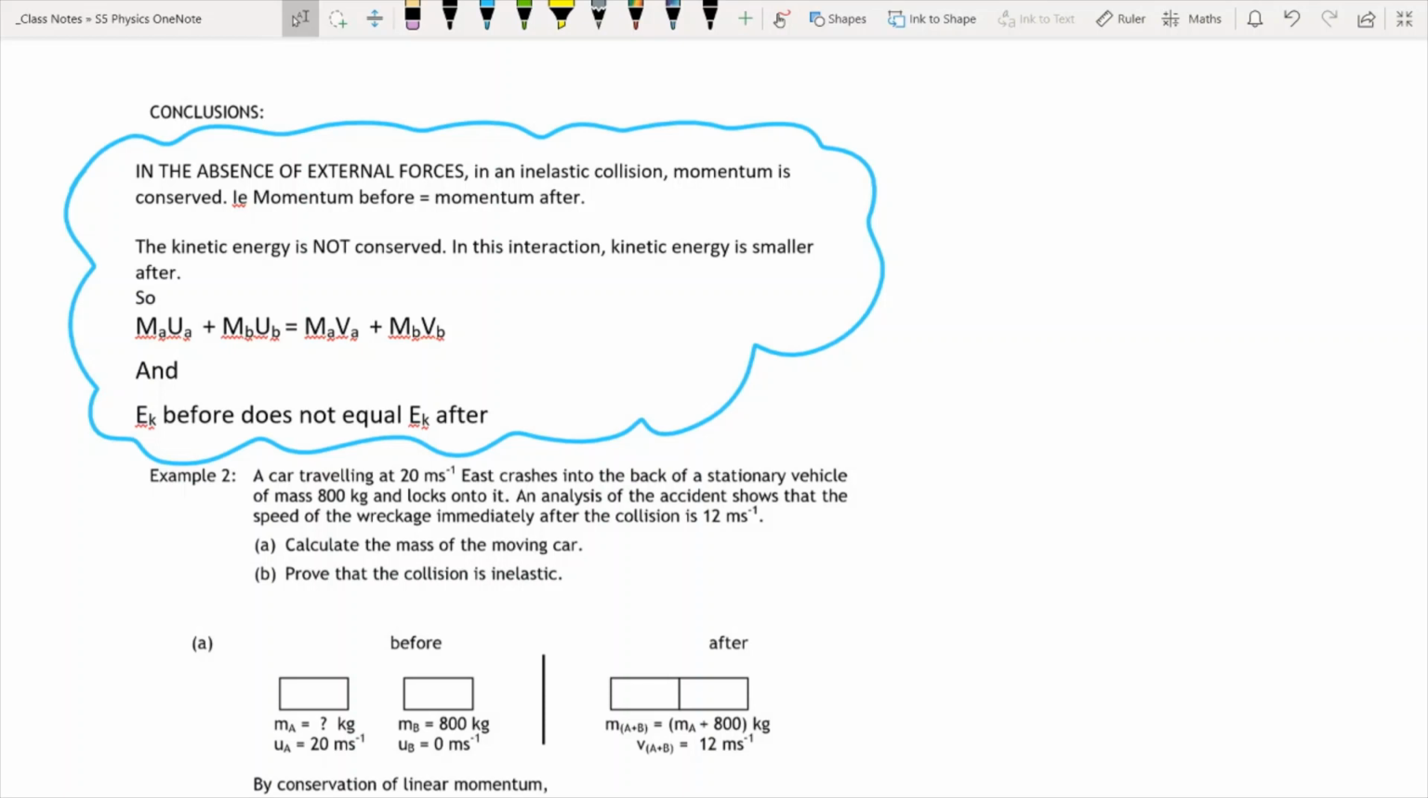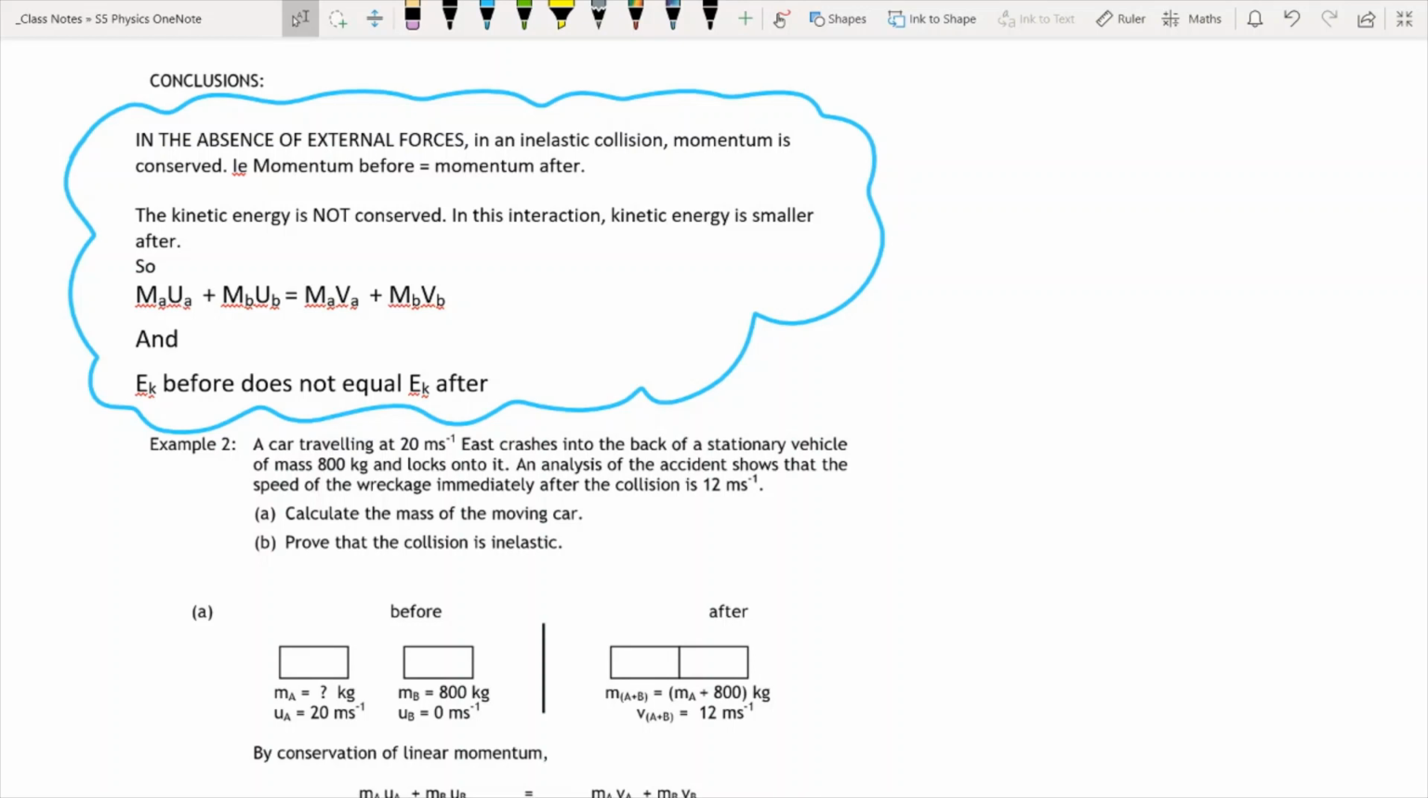And there's a couple of equations. Mass of A times initial speed of A plus mass of B times initial speed of B equals mass of A times final speed of A plus mass of B times final speed of B. And E_k before does not equal E_k after. So I'll leave that out for a little bit.